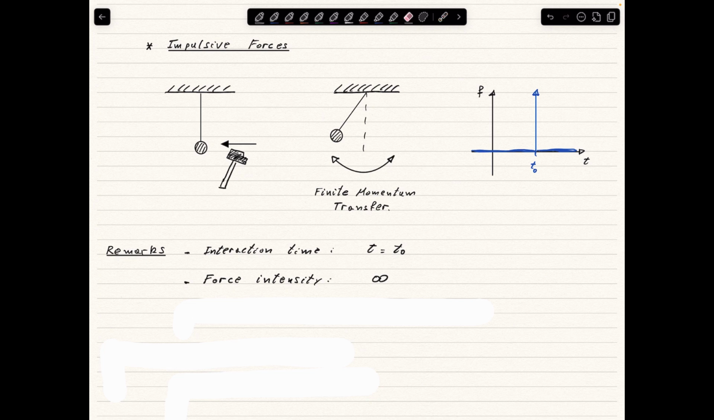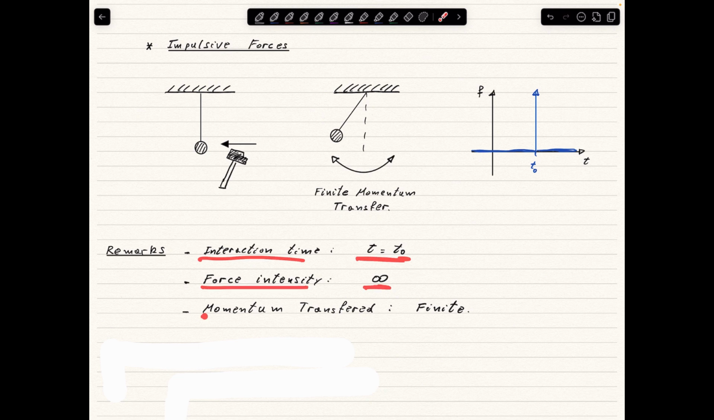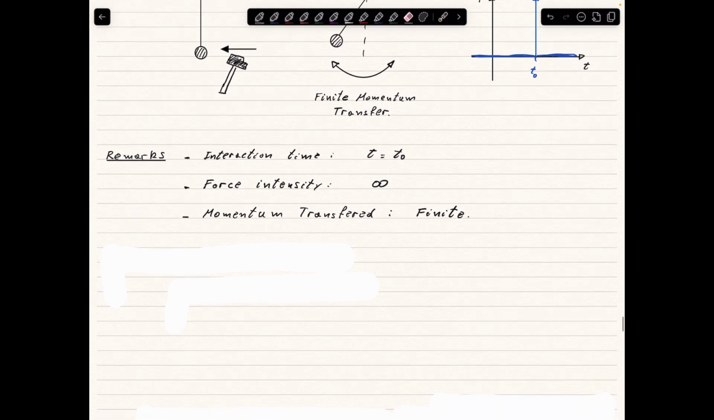So another property of impulsive forces is that the amount of momentum transferred to the system is finite. So an impulsive force has an interaction time that is a single point in time, the force intensity is infinite, and the momentum transfer to the system is finite. Let's recall what is the momentum of a system. The momentum of a system with velocity v and mass m is the product, mass times the velocity.